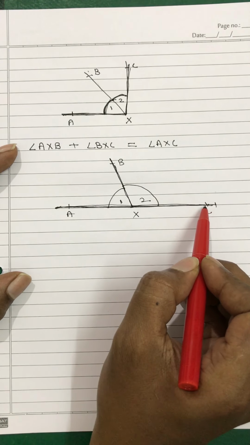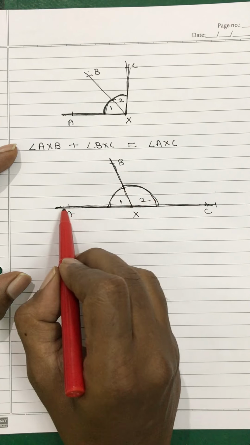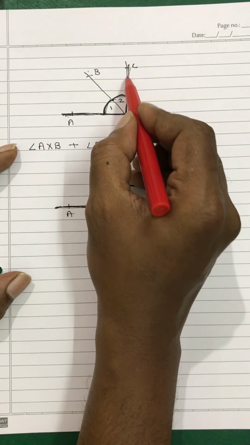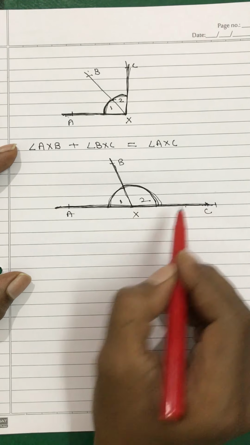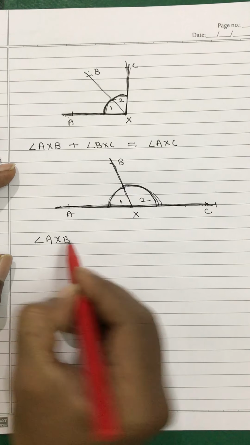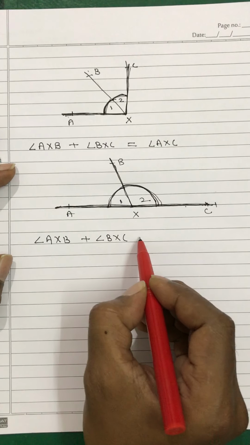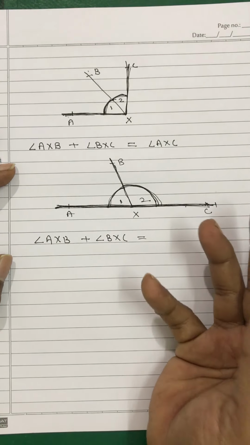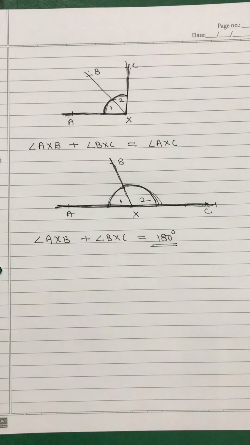But here this complete angle is going to form a straight line. Here the complete angle is not going to form a straight line. Here the complete angle is going to form a straight line. So these are angles in linear pair. We can write angle AXB plus angle BXC equals angle AXC, but this angle AXC is a straight line, and the measure of a straight line is 180 degrees. That's why we need to have 180 degrees over here.